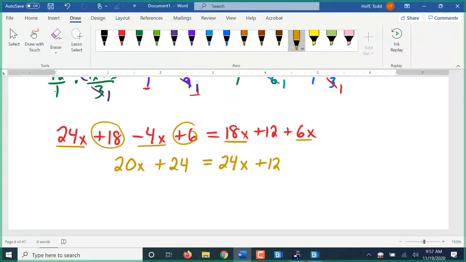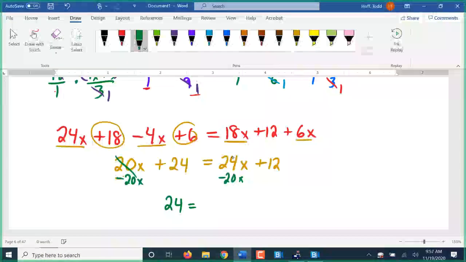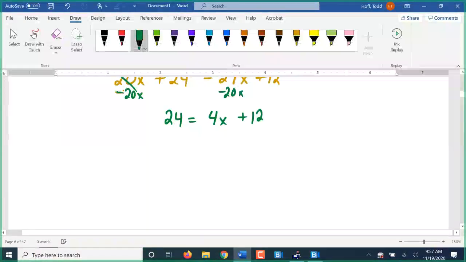We need to make sure the variable's on only one side. Right now it's on both. So we'll get rid of the smaller one, the 20x. It's positive, so I'm going to subtract it. Subtract 20x from both sides. Now I have 24 equals 24x minus 20x is 4x plus 12. Now we're ready to solve.